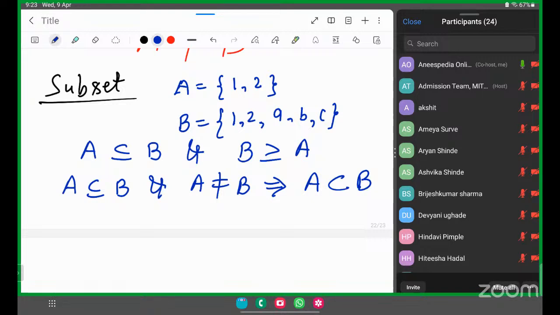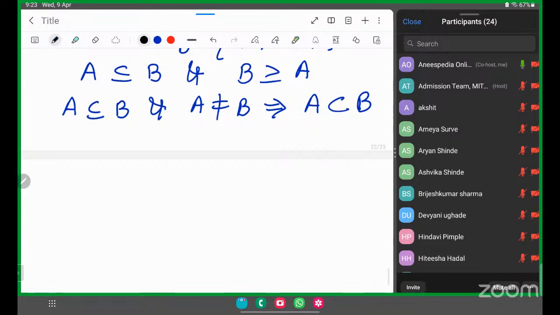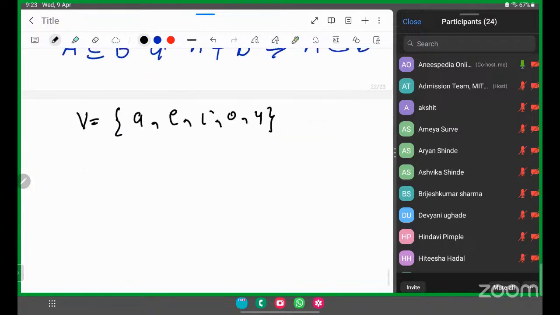For example, if I have, let's say, set V, which is A, E, I, O, U, and there is another set Z, which is x such that x is English alphabet.